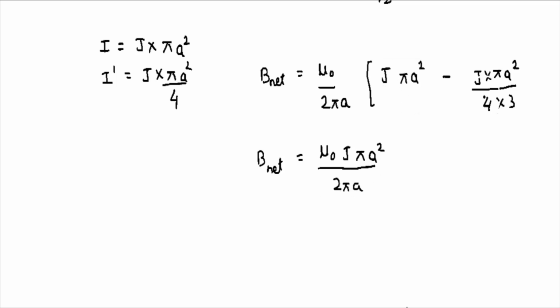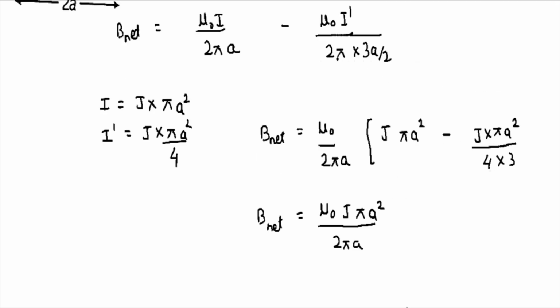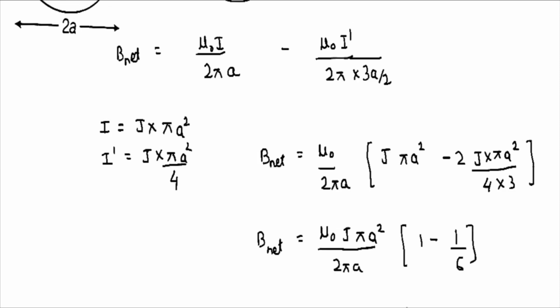Okay, we can take these terms to be common and take them outside. Since we have already taken 2 pi to be common, the 2 would be remaining here. Then what will happen here? It would be 1 minus 1 divided by 6, that means 5 by 6.